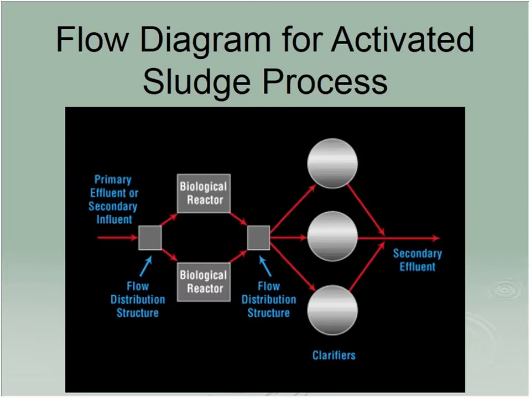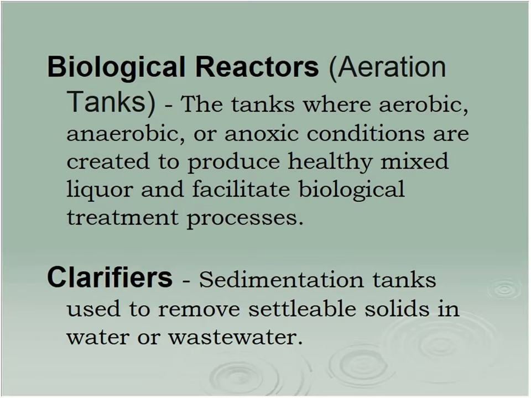So this is another flow diagram. Coming in, a couple of reactors. We've got three clarifiers here, kind of the general flow of things. So, our biological reactors, often called aeration tanks, are tanks where we may have different conditions set up. Generally we're going to be aerobic, but when we talk about our nutrient removal, we can get into anoxic zones or anaerobic zones to facilitate that process. Anoxic being essentially oxygen free, or no free oxygen. We may have oxygen in the form of nitrates.